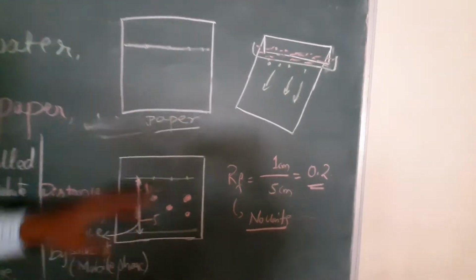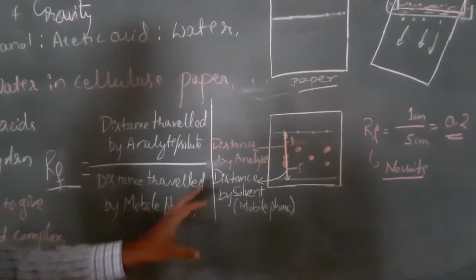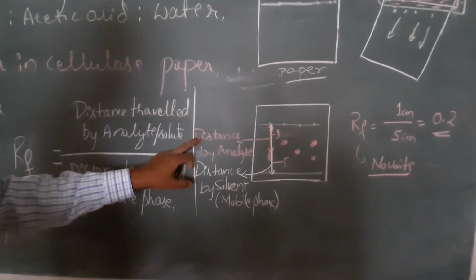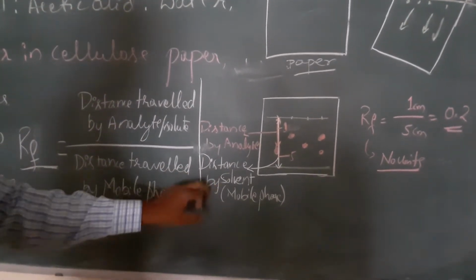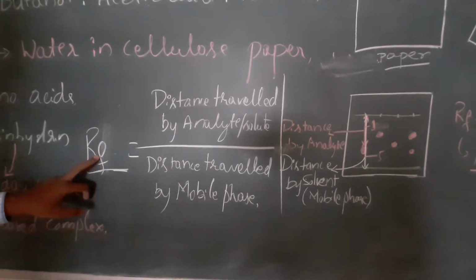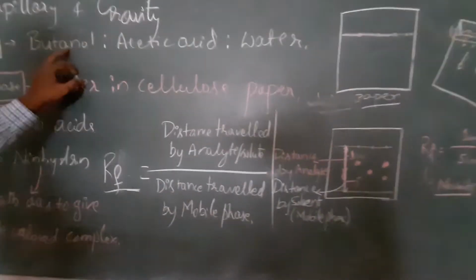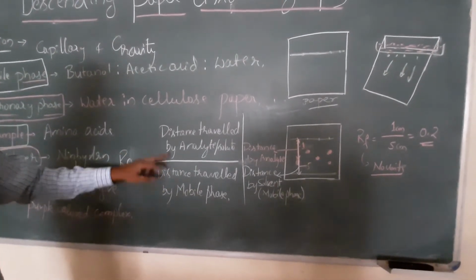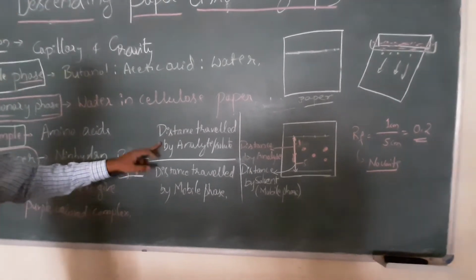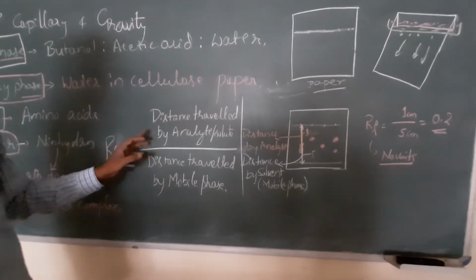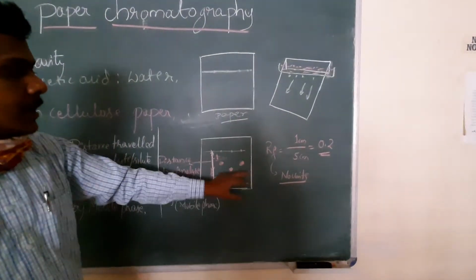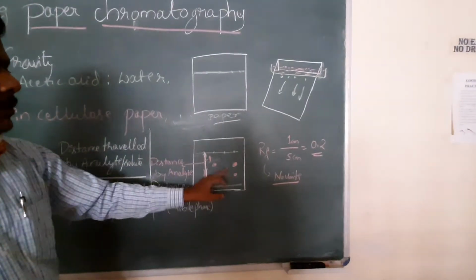Then we are going to take out the paper, dry it, and spray it with the developer, and then measure the distance traveled by the analyte and the distance traveled by the mobile phase. This helps us in calculating the RF value, which is a constant for the given analyte in a particular solvent mixture or mobile phase. We find the ratio, that is the distance traveled by the analyte divided by the distance traveled by the mobile phase, which gives the RF value. By comparing the RF value, we are going to identify the unknown analyte.